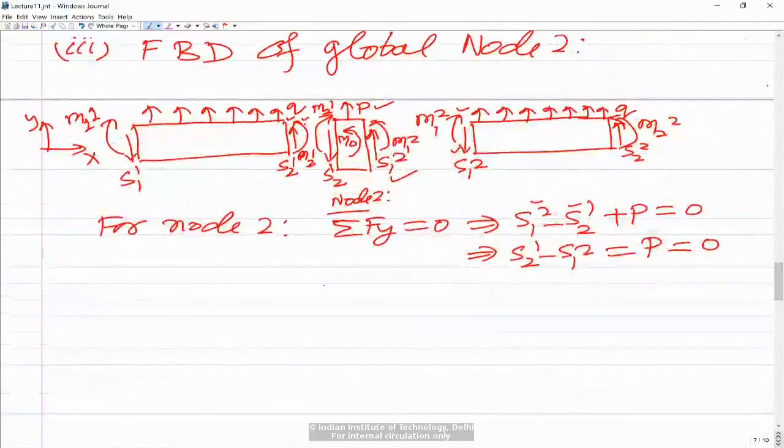And then similarly, if you take the moment about the z axis equal to 0 passing through node number 2 itself, that will give you the moments. This is the moment about positive z axis, so we will have M12.